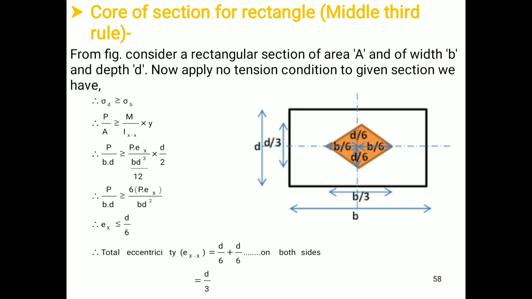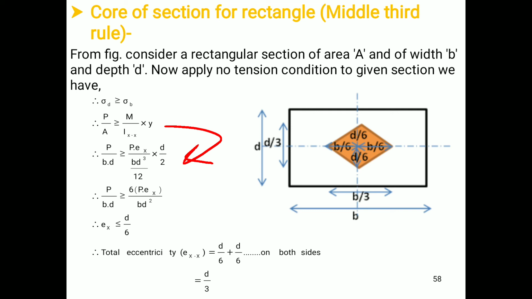All of you know that the no tension condition can be given by sigma D greater than or equal to sigma B. So you just put the value of sigma D, which is P by A, and the value of sigma B, which is M upon Ixx into Y. Here we have considered our eccentricity about the xx axis. Therefore the value of P by A will become P by BD.